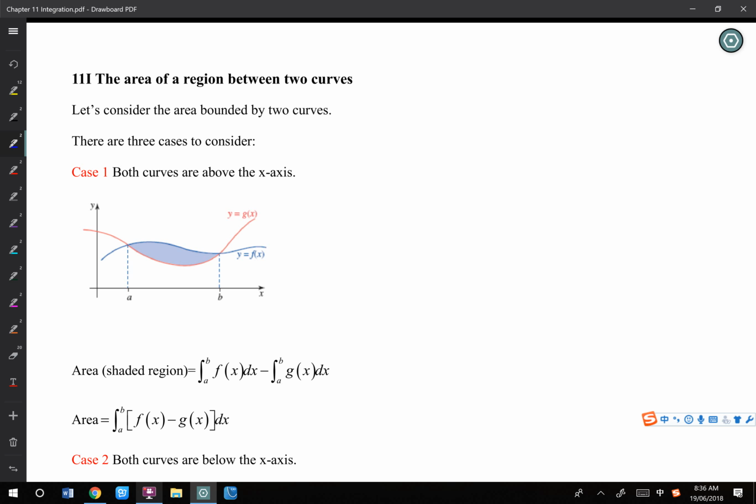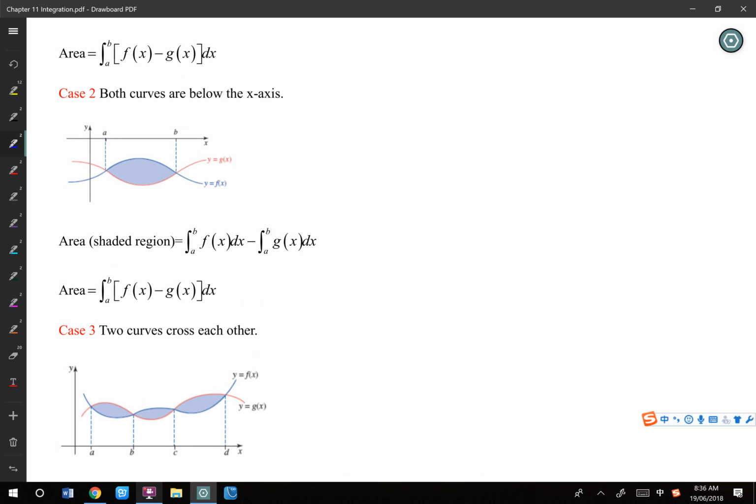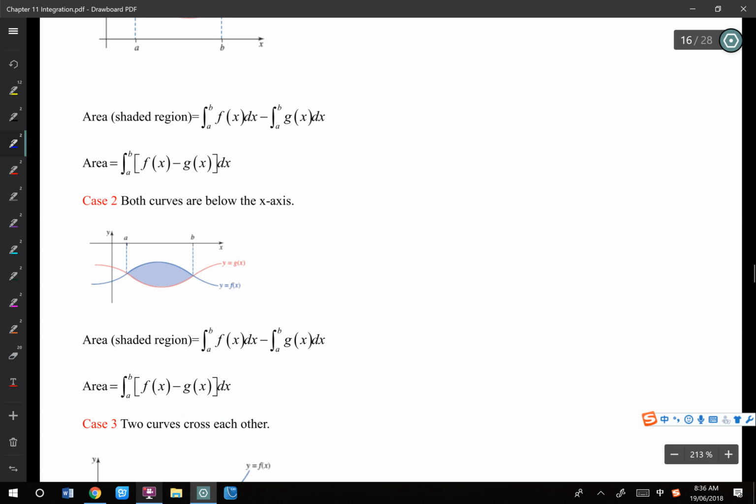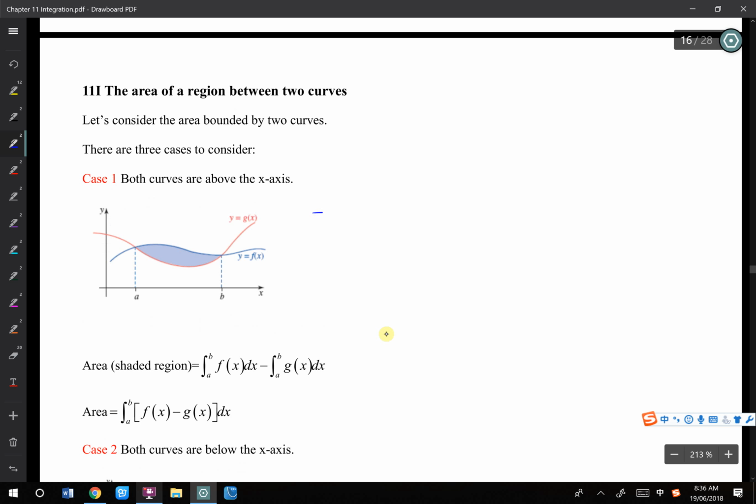So in this case, I have put case 1, case 2, and case 3 here. But all I want to say is I don't care whether the graph is above the x-axis or below the x-axis. They all calculate the same way. Okay, you find the two intersections and you see which graph is on top. You use the top graph minus the bottom graph and integrate that. So I'll just show you 3 situations.